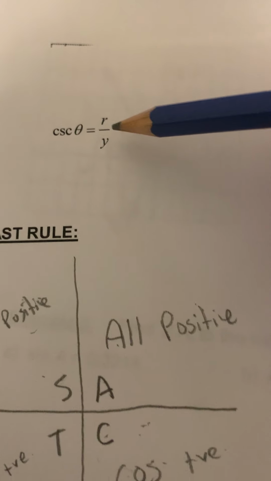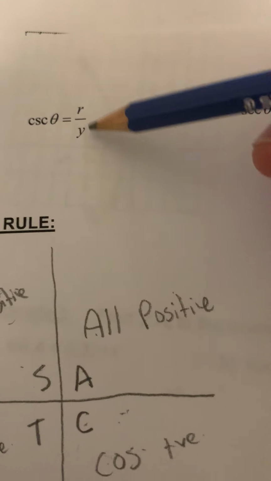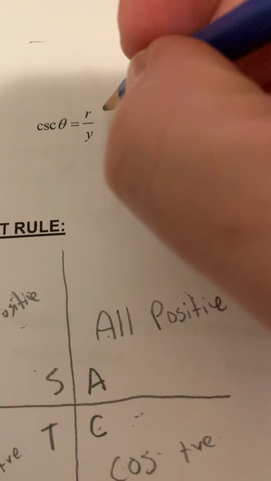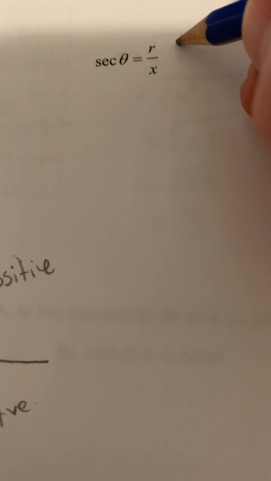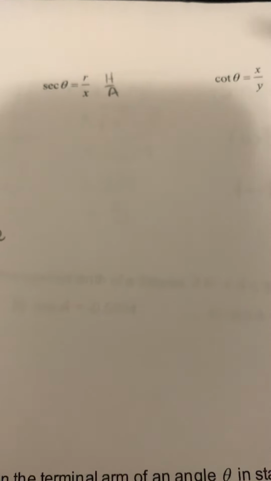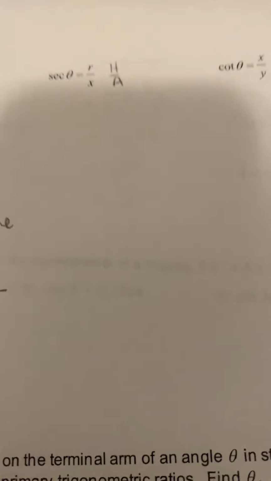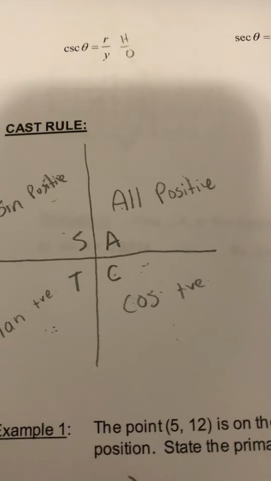Okay, then we're looking at our reciprocal functions. So cosecant is the reciprocal of sine. So it's just a reverse. So it used to be H over O. Now we have secant, which is the reciprocal of cos, which was H over A, and cotangent, which is the reciprocal of tan, which used to be A over O. Okay, but we never use the reciprocal functions. We always switch back to the primary trig ratios.